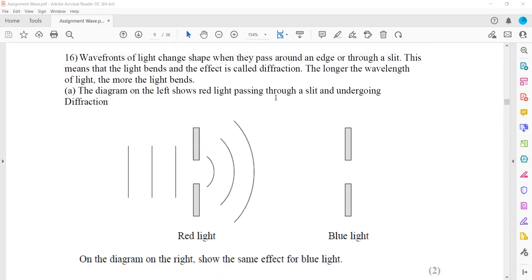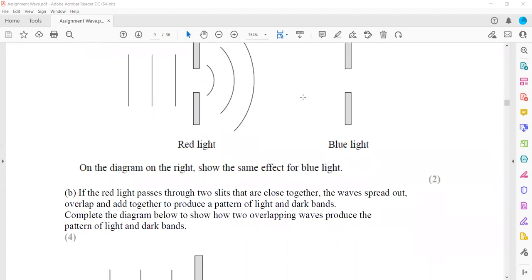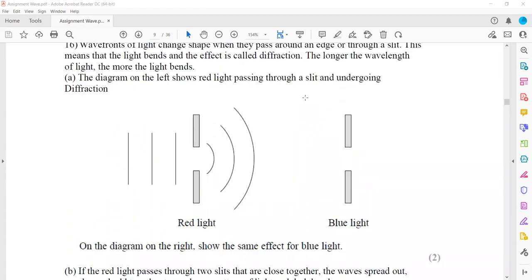Then wavefronts of a light, when they're passing through an edge or through a slit, this means that the light bends, and this effect is called diffraction. The diagram shows the longer the wavelength, the more the diffraction. The diagram on the left is for red light. The diagram on the right shows the effect on the blue.